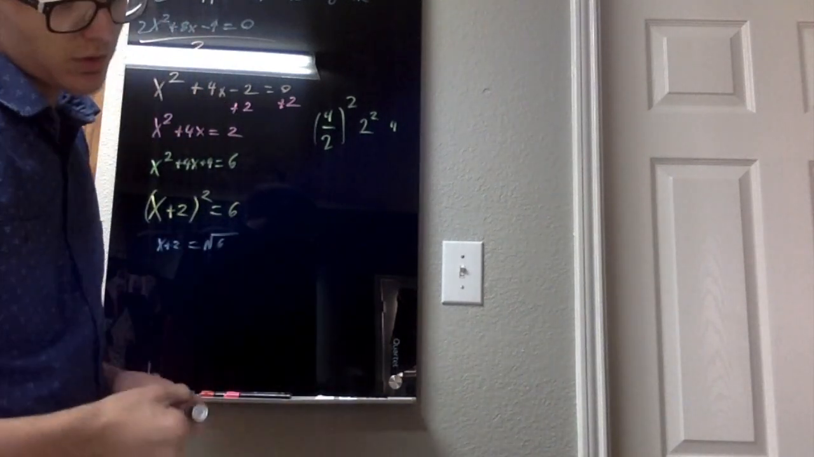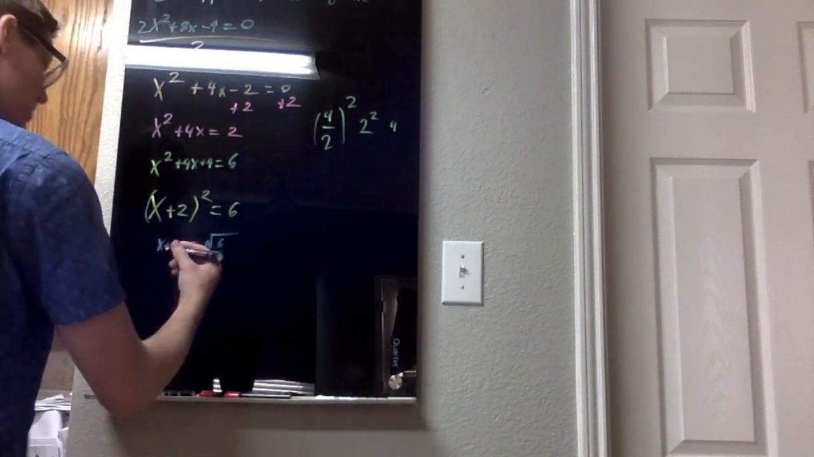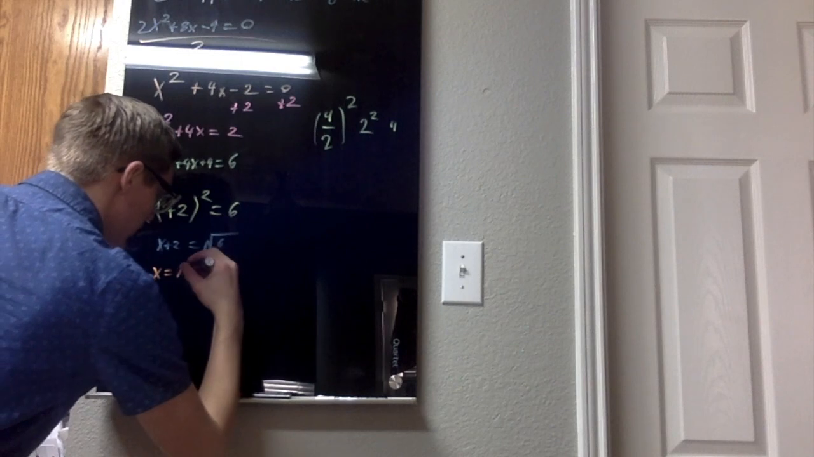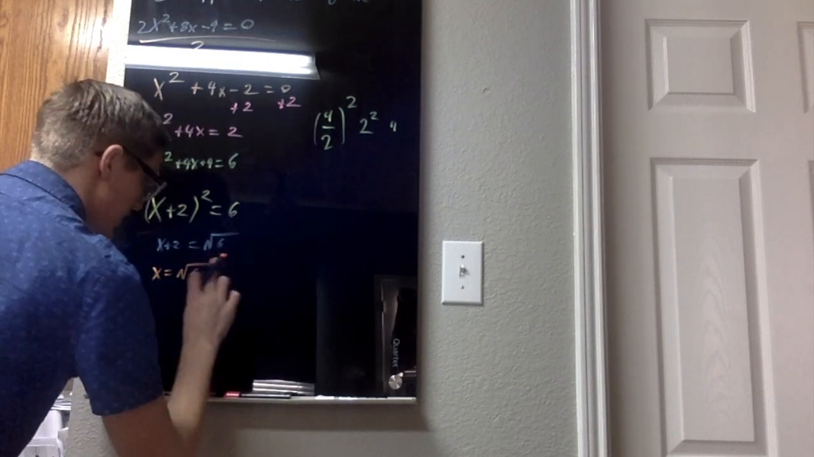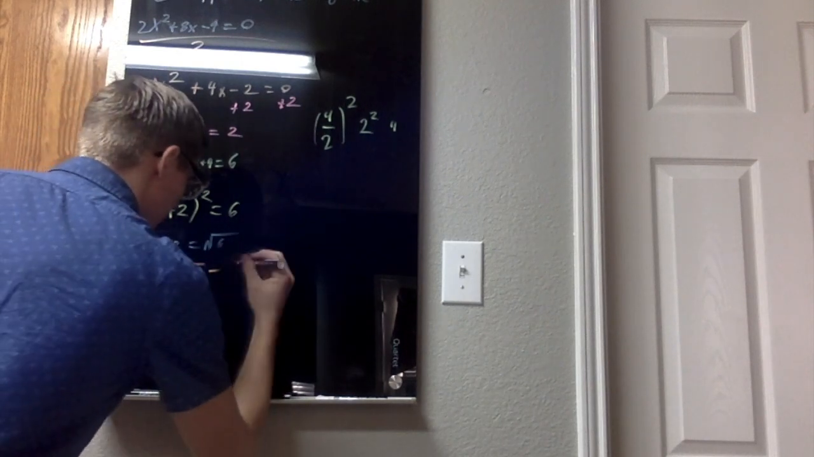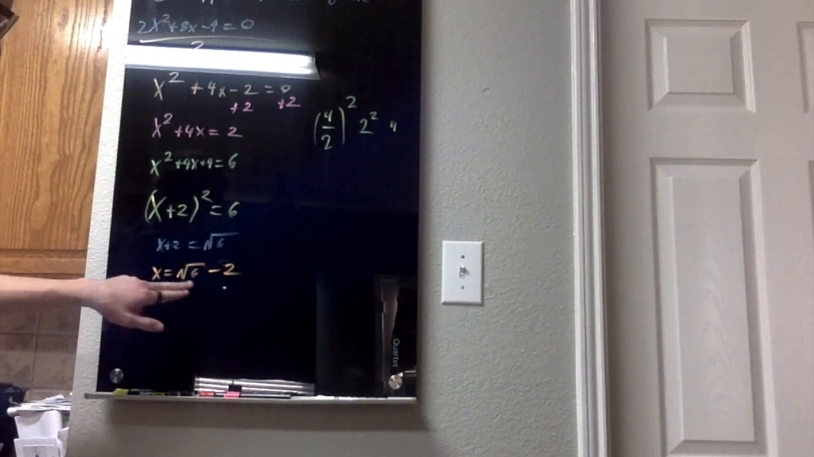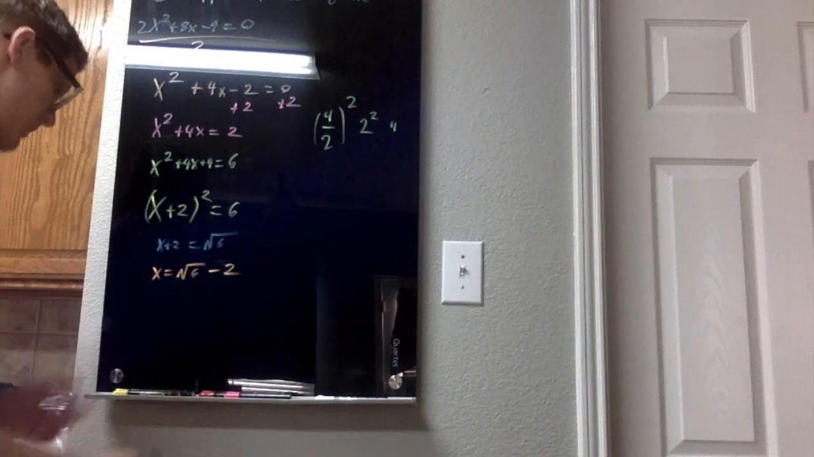Next, we're going to solve to get x alone by subtracting that 2. x equals radical 6, let's make sure we don't have that going over the 2, minus 2. That's all we can do because we can't find the square root of 6. We don't need to write two equations.